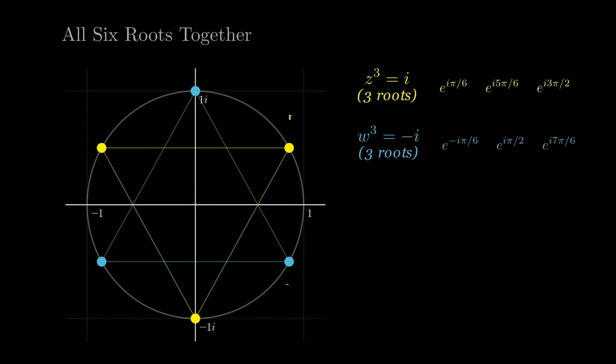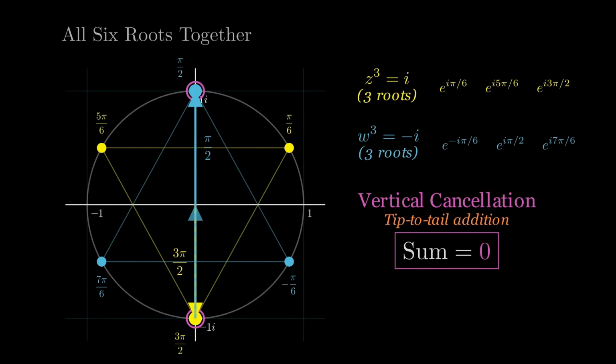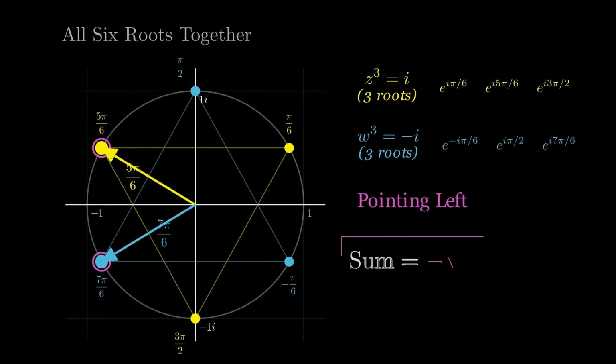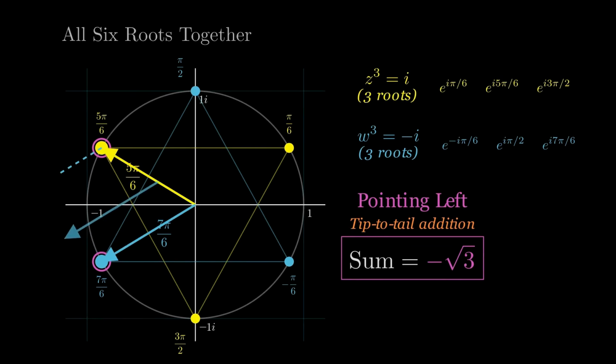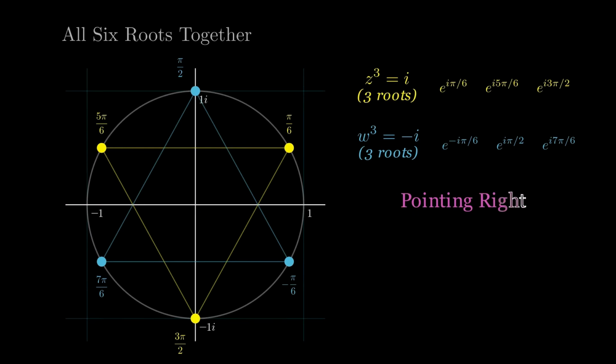Now plot all 6 points together and you literally see 2 interlocking triangles, a star shape. Here's the punchline. The sum depends on how you pair them. Pair the vertical ones, e to the i 3 pi over 2 with e to the i pi over 2. They cancel perfectly and give 0. Pair the left ones, e to the i 5 pi over 6 with e to the i 7 pi over 6. Imaginary parts cancel and you land at minus square root of 3.